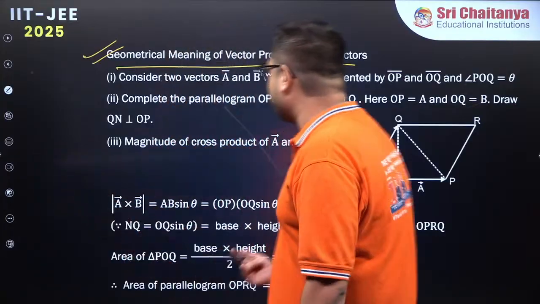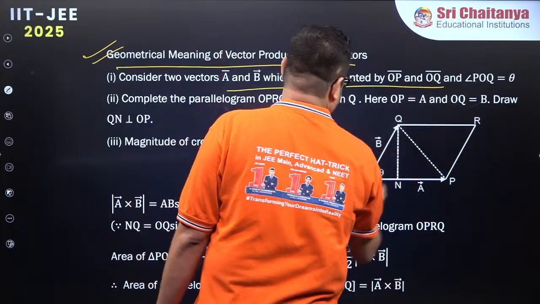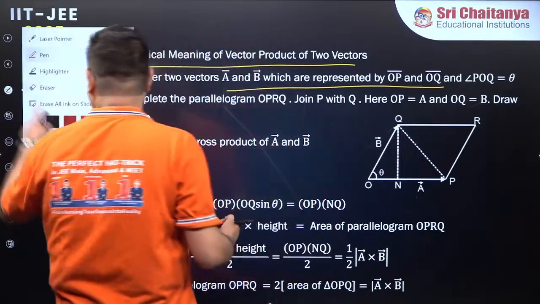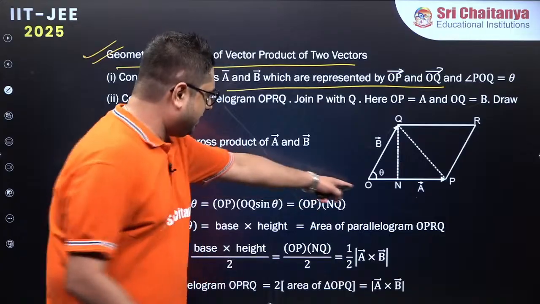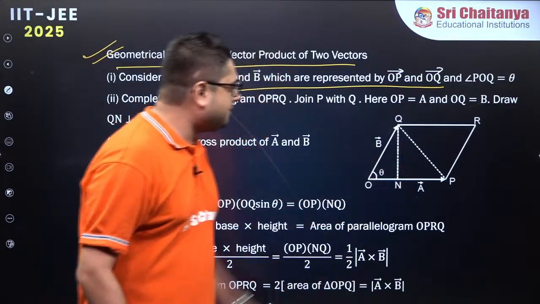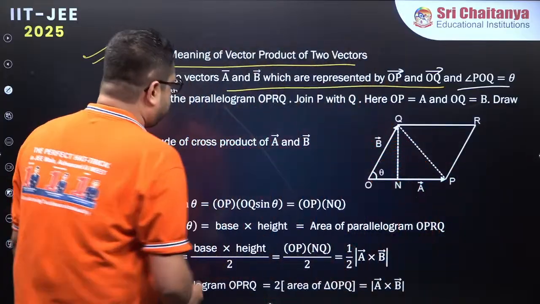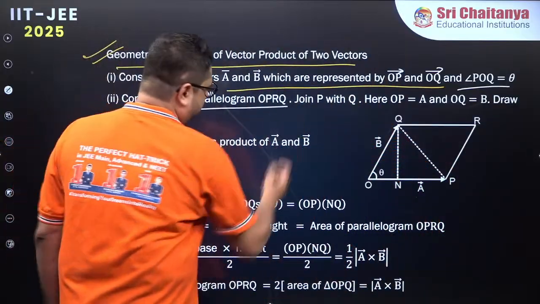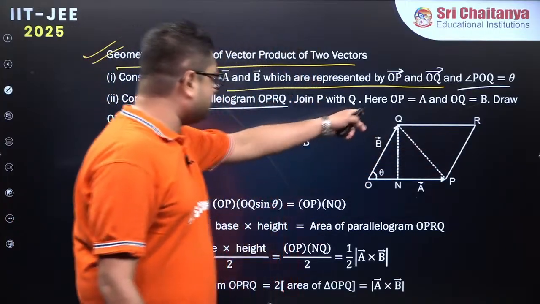So what is it all about? Consider two vectors A and B, which are represented by OP and OQ. Okay, there are two vectors over here. Let me write it down as OP vector and OQ vector. If you're able to see in the diagram, OP and OQ vector, angle POQ is given as theta. Complete the parallelogram. You can see that OPRQ represents a parallelogram.